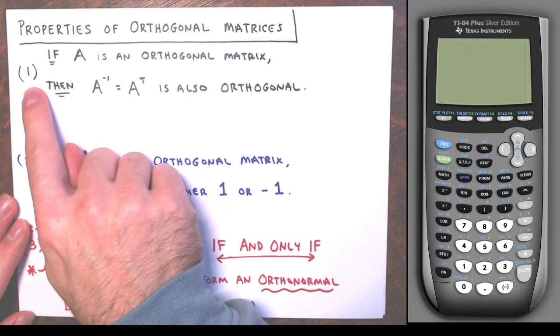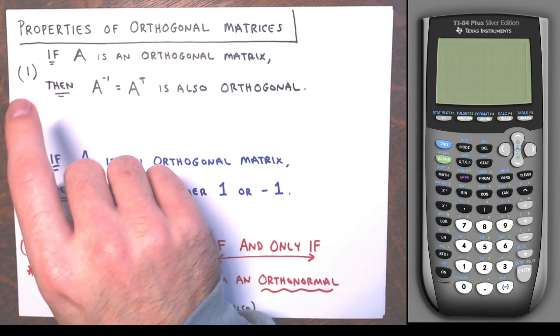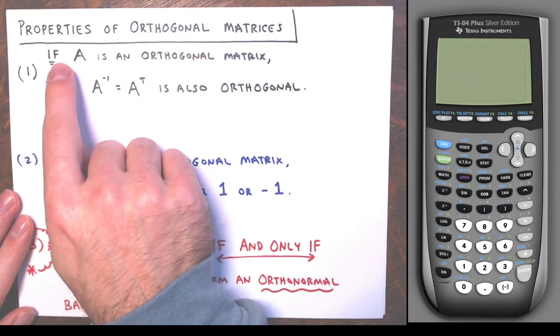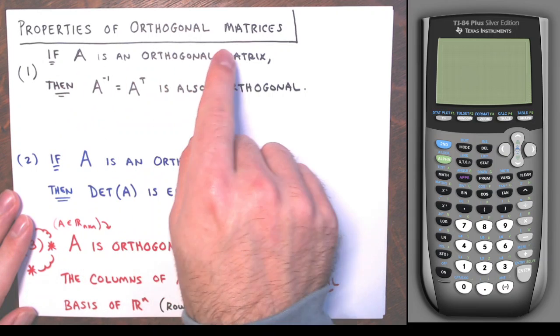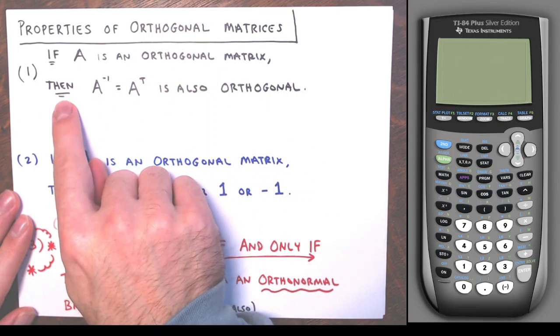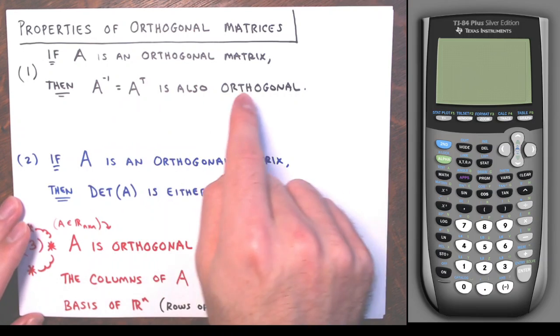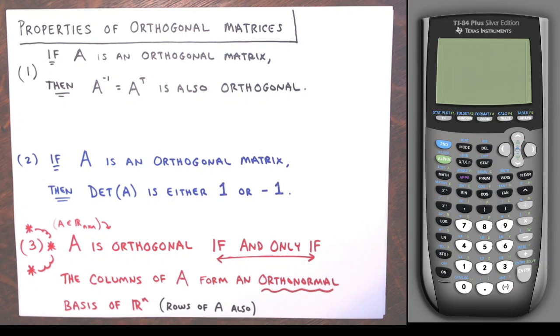So number 1. As we saw in the first example, the first and third examples had orthogonal matrices. If A is an orthogonal matrix, then A inverse, or A transpose, is also orthogonal. And we saw that.